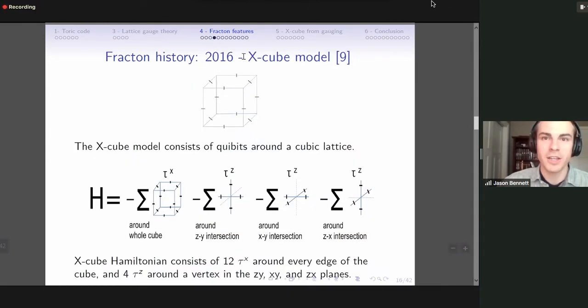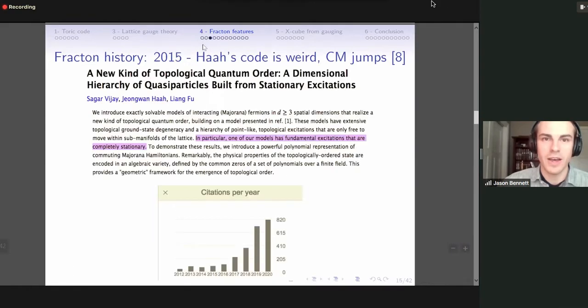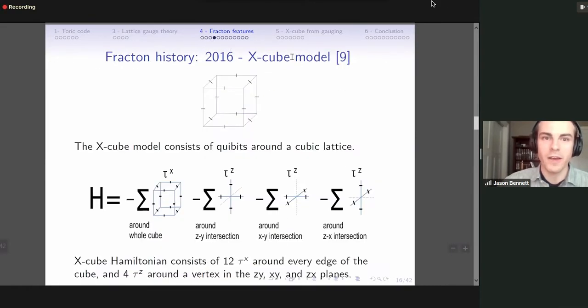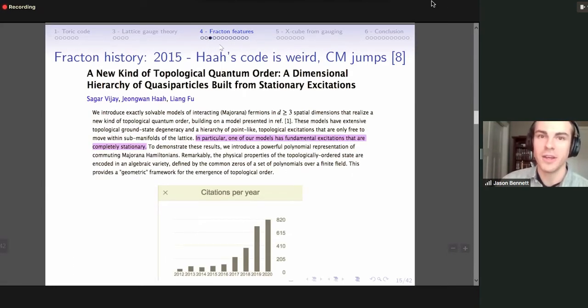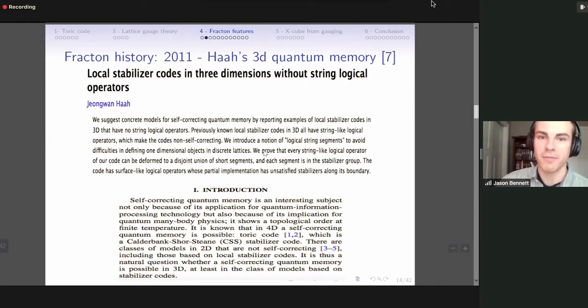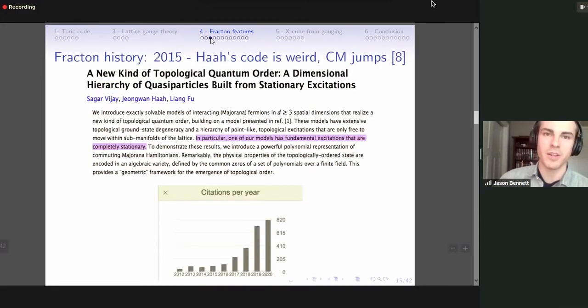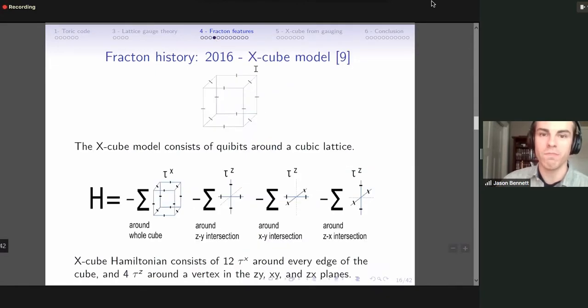And the X-cube model in particular, which again was Ha and collaborators, was where things really took off even more, because this was dramatically simpler than what's called Ha's code. That was using a lot of things, which I'll talk about in the conclusion as well. There's a lot of polynomials and algebra that go into it, where you can see here this polynomial representation, where this X-cube model is much, much simpler, and it represents a lot of the same things from the toric code.